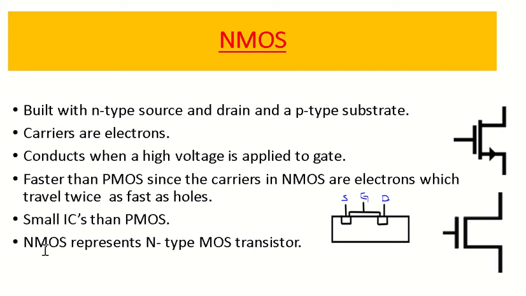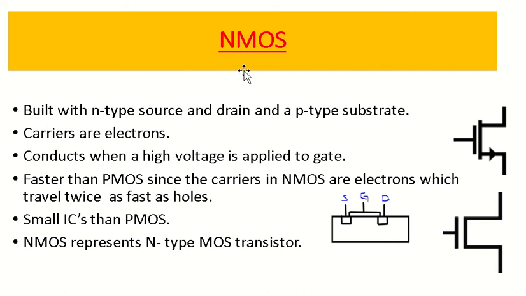Breaking down the name NMOS: N means N-type, and MOS means metal oxide semiconductor. So NMOS represents N-type MOS transistors. This is the major thing to remember here, and this is all about NMOS. If you remember these things, it should be very easy to understand PMOS and further CMOS as well.